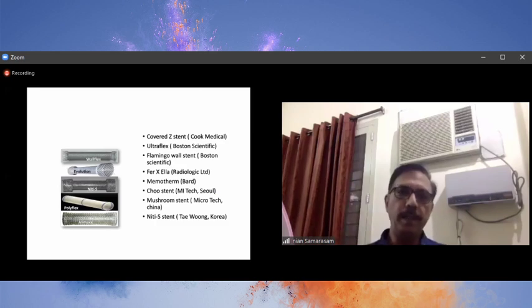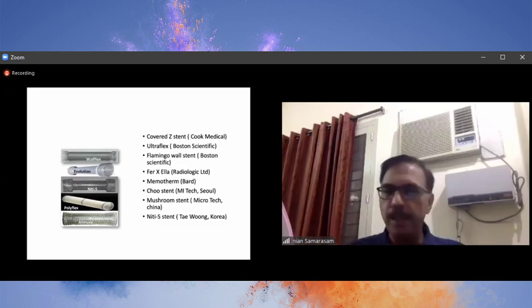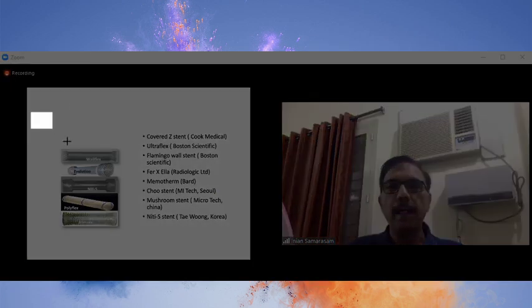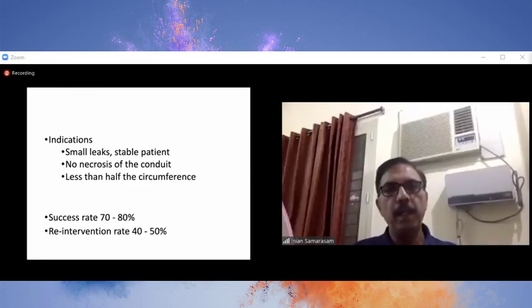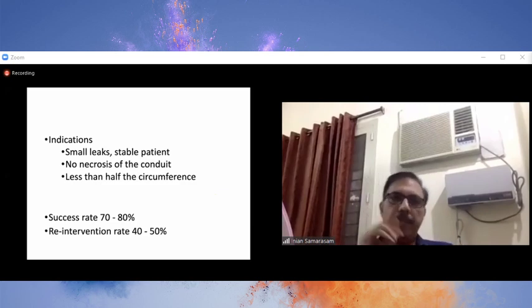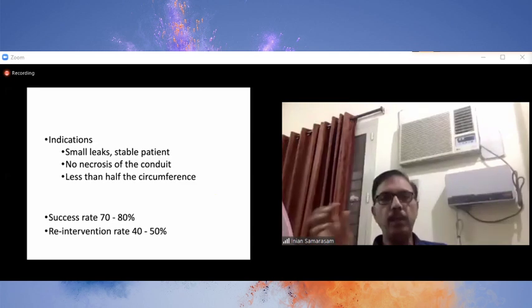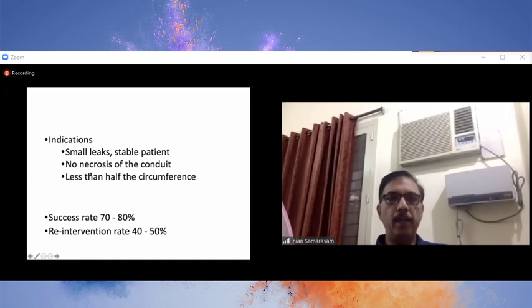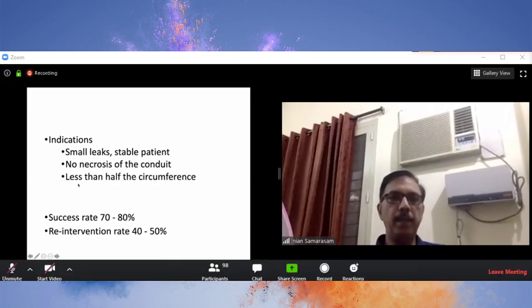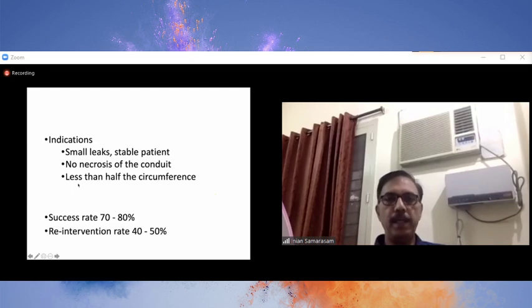Now, this has actually revolutionized how we are managing esophageal perforations and leaks. We have a variety of covered stents available. The indications are basically you need a stable patient. You can't do this on an unstable patient. You need to be sure that there is no necrosis of the conduit. So if there is ischemia of the conduit, the stent is not going to work. And it also depends on how big the perforation is. It has to be less than half the circumference.